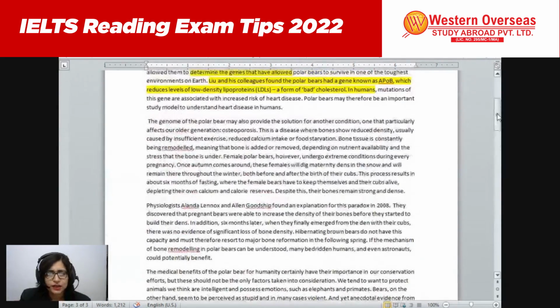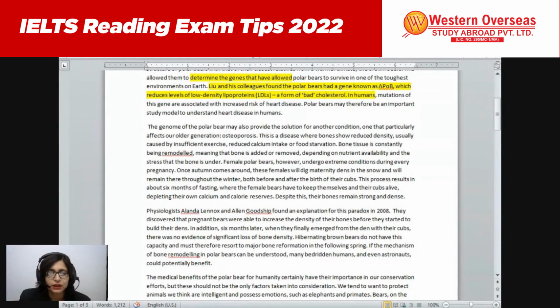Again, going back to the same paragraph, because we know that 90% answers are in a serial order. Correct? Now I have to find out where it is mentioned. 6 months without.